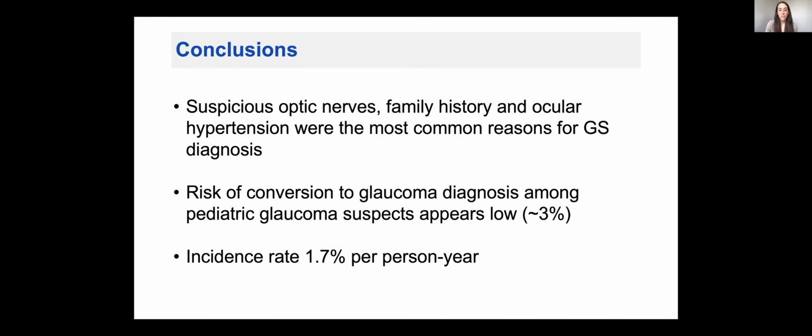So in conclusion, optic nerve cupping, family history, and ocular hypertension were the most common reasons for a diagnosis of glaucoma suspect in these children. In our cohort of glaucoma suspects, the risk of conversion to a diagnosis of glaucoma was low. It was 3% over a mean of 1.7-year follow-up. This translates to an incidence rate of 1.7% per person year.